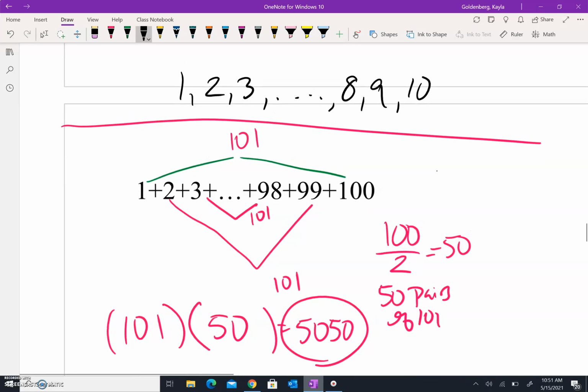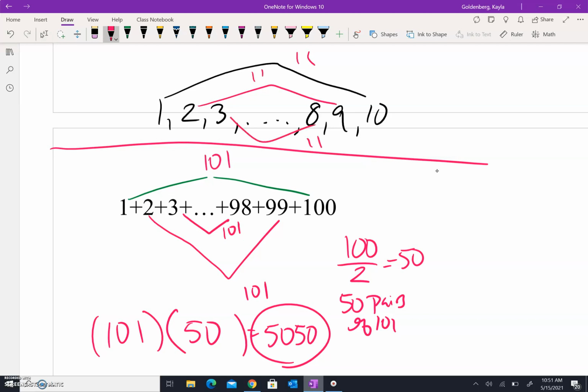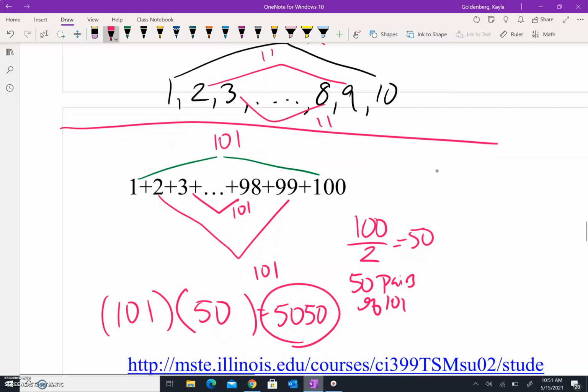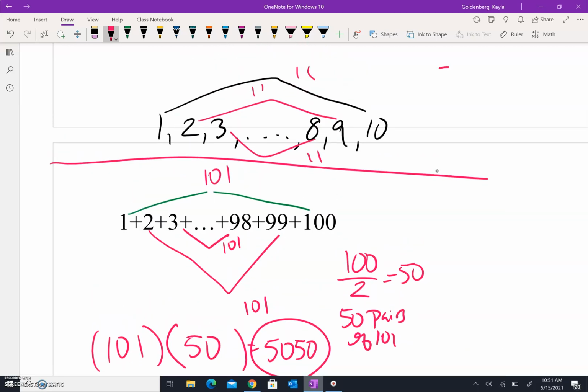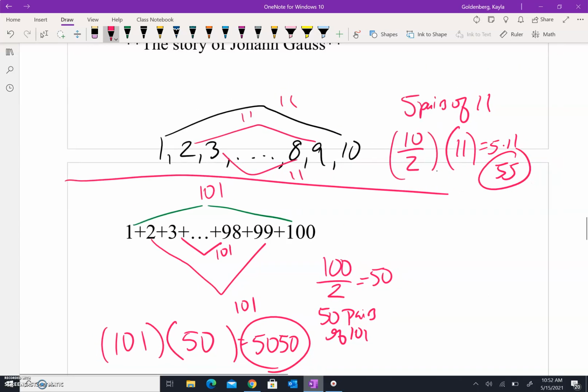These numbers have a different sum rather than 101. If I take a look at these, 1 and 10 make 11, 2 and 9 make 11, 3 and 8 make 11. So I have 10 total numbers, all have to be paired. This one I would have 5 pairs of 11. Remember the 5 came from doing 10 cut in half? And then 11, so 5 times 11 would give me a sum of 55. So these ideas are going to help us think about the general formula for a sum.